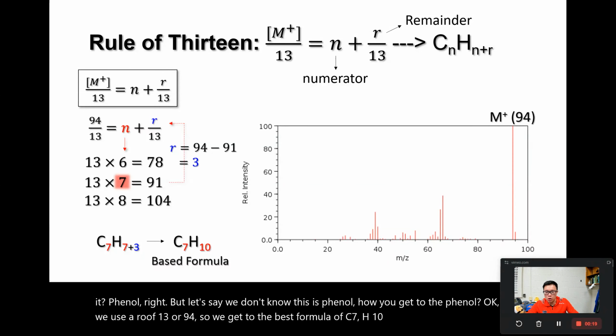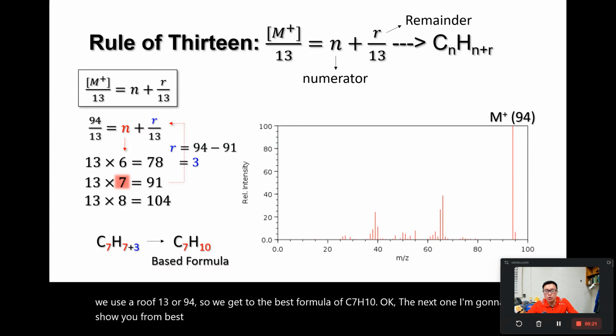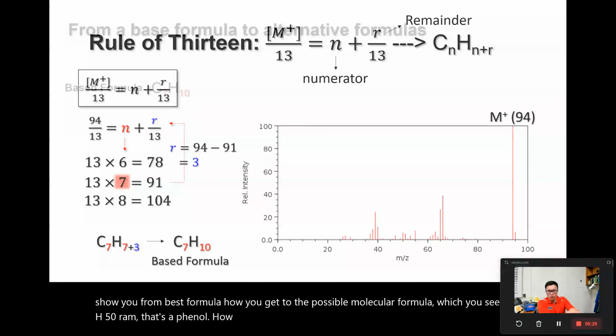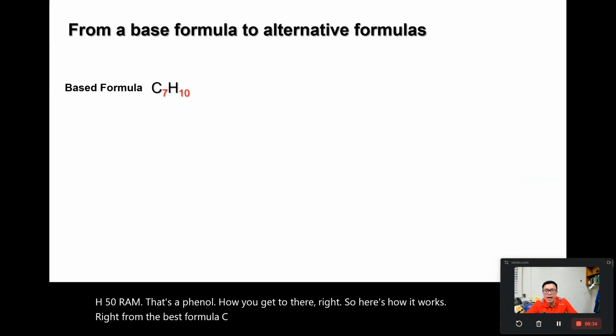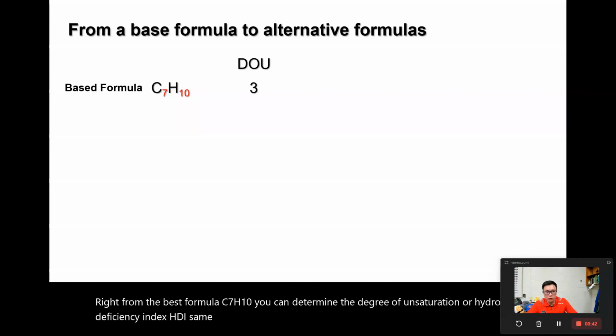The next one I'm going to show you is how, from the base formula, you get to the possible molecular formula, which is C6H5OH. That's a phenol, okay? How do you get there? So here's how it works. From the base formula C7H10, you can determine the degree of unsaturation or hydrogen deficiency index, HDI, same thing. So this one is 3.